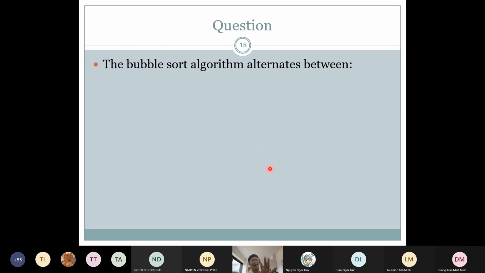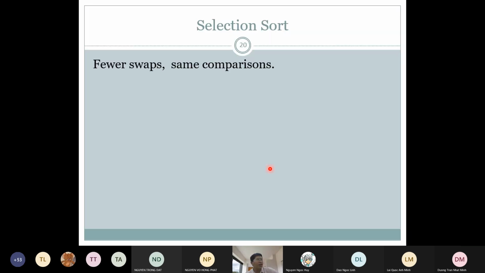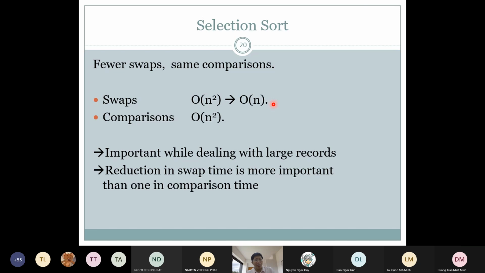See, the idea is we make fewer swaps with the same comparisons. We move the number of swaps from n squared to n. So with a big data set, we reduce the swapping time. Reducing the swapping time is more important than comparison time, because comparison costs you nothing. Swapping makes you copy 3 times.